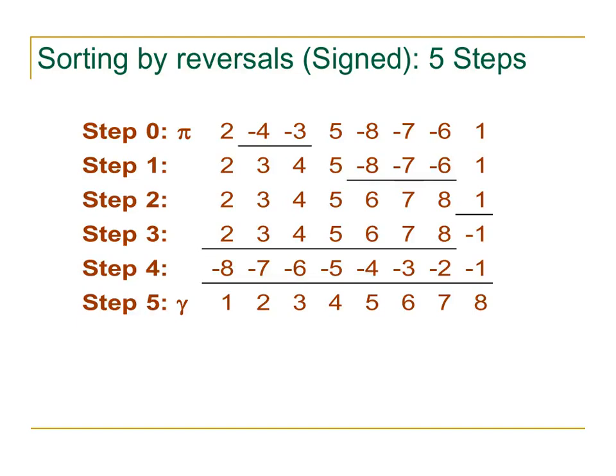Step 5. Label the result as gamma equals 1, 2, 3, 4, 5, 6, 7, 8. Each reversal fixes one or more genes into their correct positions and orientations. In just 5 operations, we've transformed pi into the identity permutation.